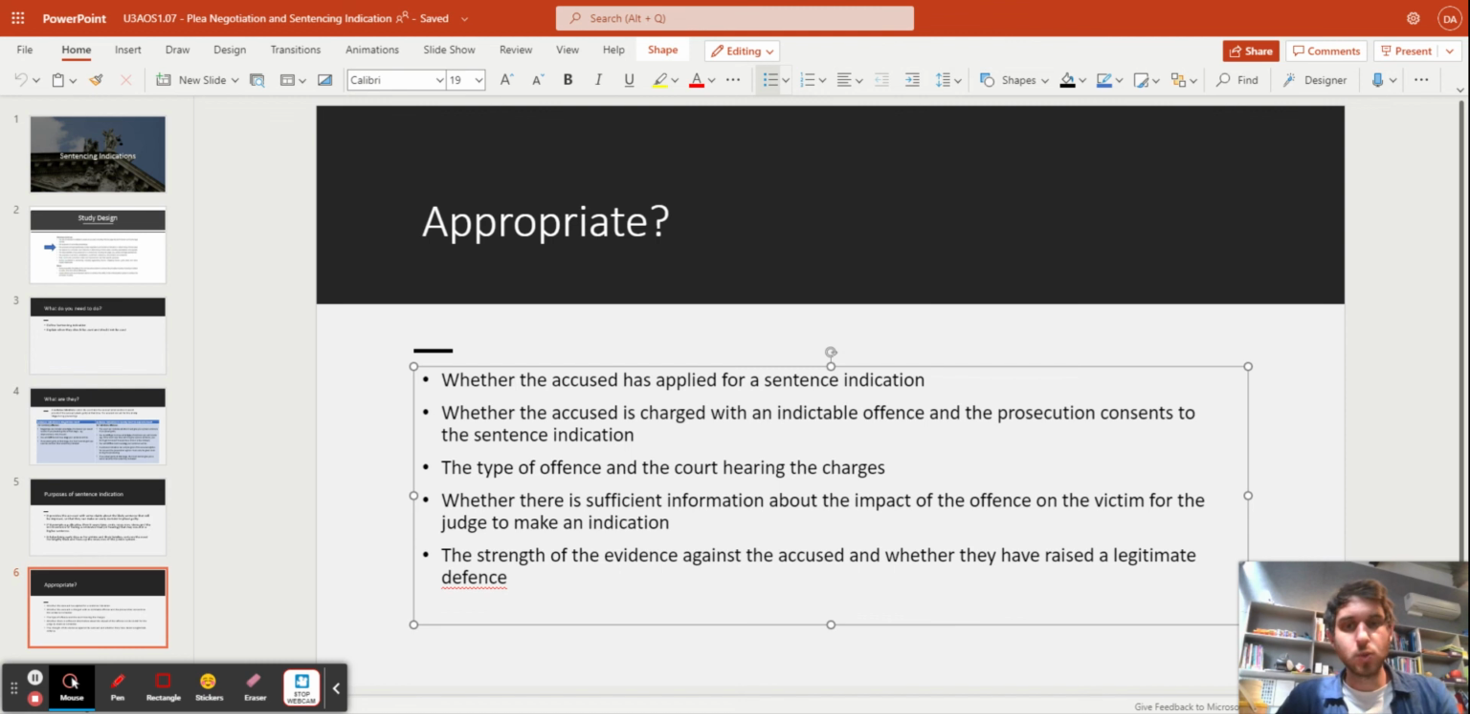So there's all sorts of reasons why you should or shouldn't ask for a sentence indication, and it's all going to depend on the circumstances. And all of your exam questions are going to be about, in some way, here's a scenario, here's a circumstance. Would it be appropriate to ask for a sentence indication here or not?